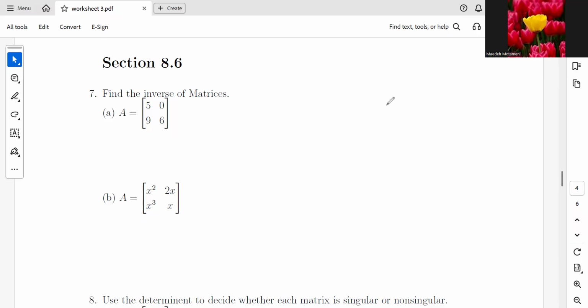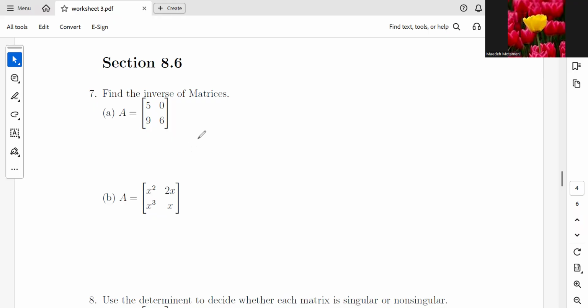Hello everyone. In this section, we're going to work on 8.6, which is about the inverse and determinant of a matrix. As the first question, this is a 2 by 2 matrix.